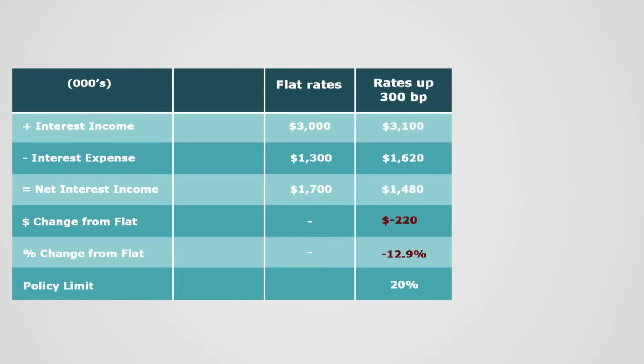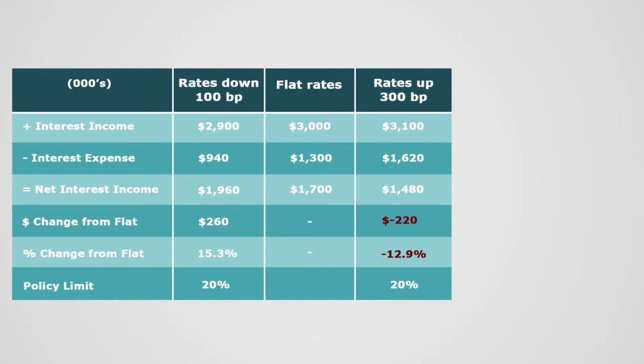In the scenario that rates go up by 300 basis points, interest income would increase to $3.1 million. However, interest expense would also increase, and even more than the interest income. So instead of interest expense of $1.3 million, you're now looking at $1.62 million. That means your net interest income would decrease to $1.48 million, a 12.9% decline.